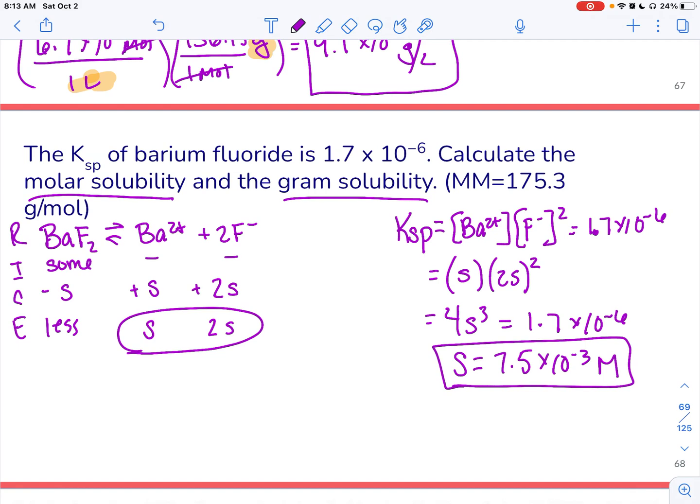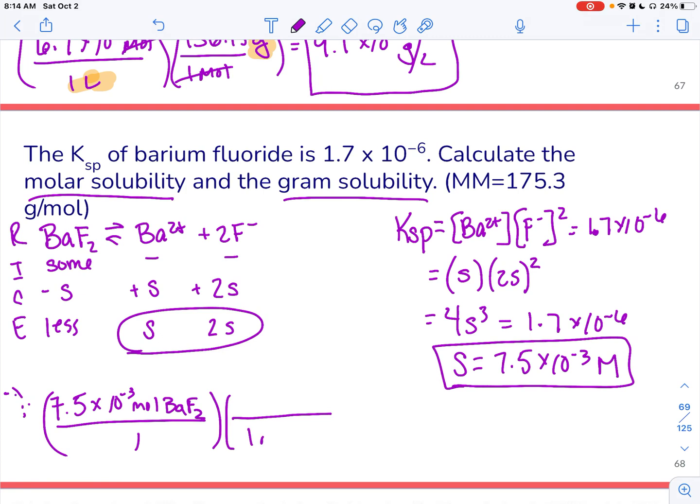And then to find your gram solubility, you just take that number, just like we did for the last one. It's going to be moles of our barium fluoride over 1. Put your molar mass, and you would get 1.3 grams per liter for your gram solubility.